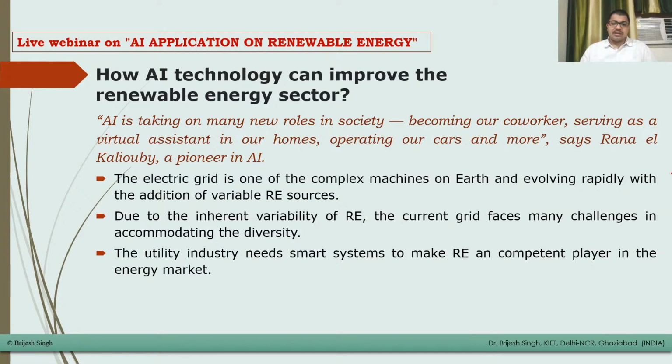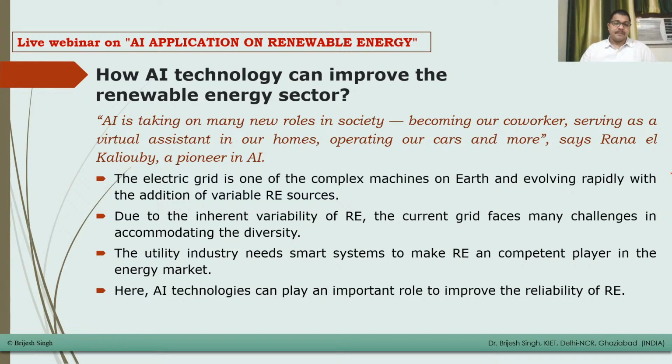The utility industry needs a smart system to make renewable energy a competent player in the energy market. So with the help of artificial intelligence, power practitioners are trying to make renewable energy a commodity which will be useful for competition in the market. So renewable energy can be a competent player in the energy market. That's why most of the investors are interested to invest in the renewable energy sector. Here AI technology can play an important role to improve the reliability of renewable energy.